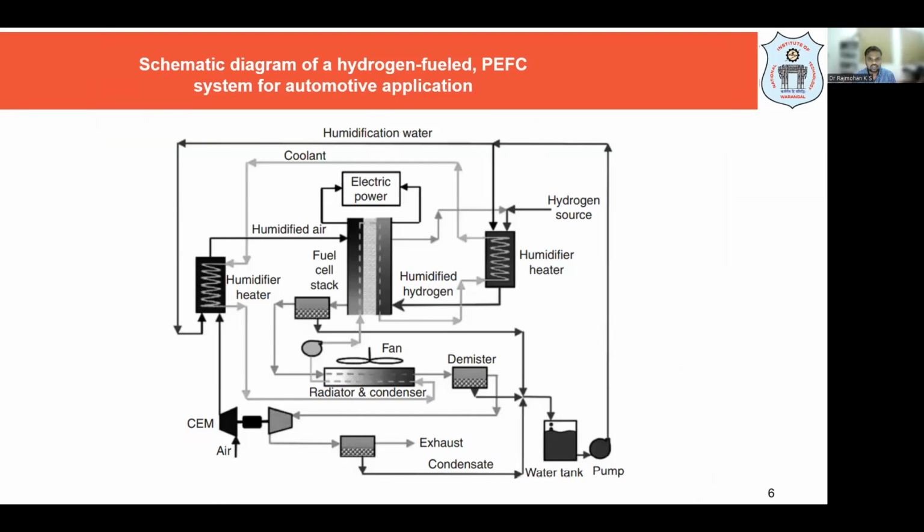This is a schematic of a hydrogen fueled PEM fuel cell system for automotive applications. In a car, where each part has to be placed is shown here. We will have a hydrogen source, which will pass through a humidifier heater. Then humidified hydrogen will enter the fuel cell stack, and humidified air will come to the fuel cell stack, and there will be electric power generation. The supporting systems are a radiator and condenser, and we will have a fan, demister, and so on.